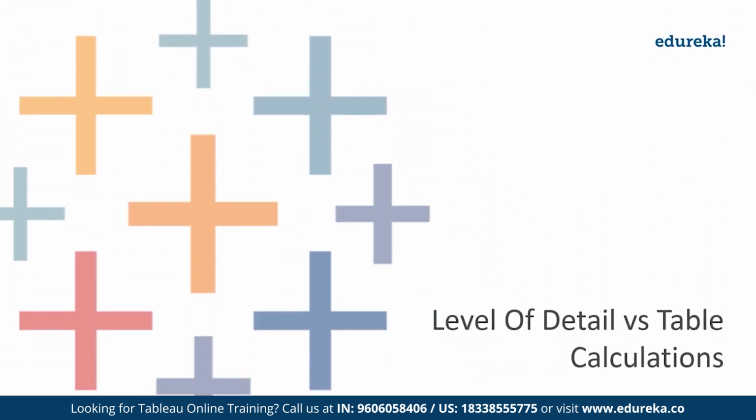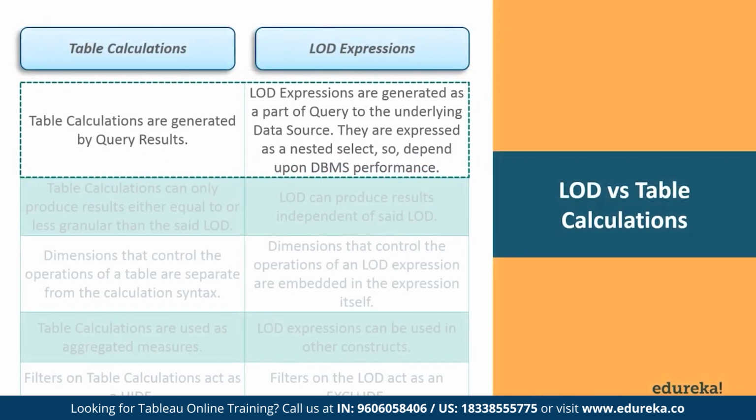This is a very common question of how the level of detail compares to the table calculation. And now that we have level of detail, do we actually need table calculations? The answer is yes, you will still be needing table calculations, but the LOD is here to take care of a lot of other things. Now, first of all, table calculations are generated by query results, whereas the LOD expressions are generated as a part of query to underlying data source.